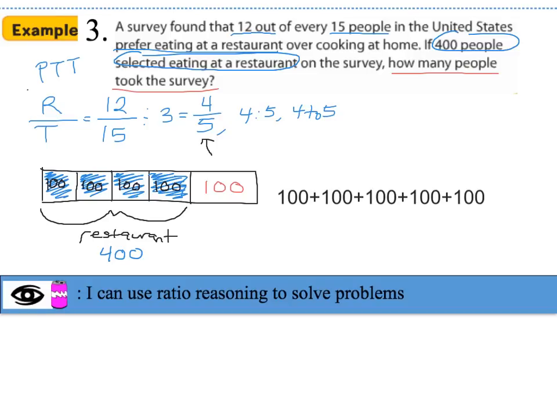I'm going to add 100 plus 100 plus 100 plus 100 plus 100. I'm doing that 5 times because there are 5 boxes worth 100. So when I add it up, I know that 500 people took the survey. Now I can solve this problem using a table or proportions, and I would still get the same exact answer.